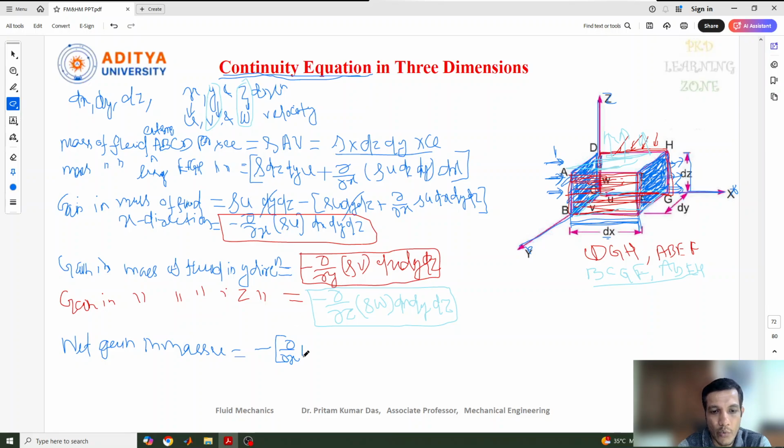Here the first one is rho u, plus del by del y of rho v, and plus del by del z of rho w. Bracket close, square bracket close, then this length dx, dy, dz that we have taken. For all these things, common we have taken. So this is the net gain in mass. This is another equation.